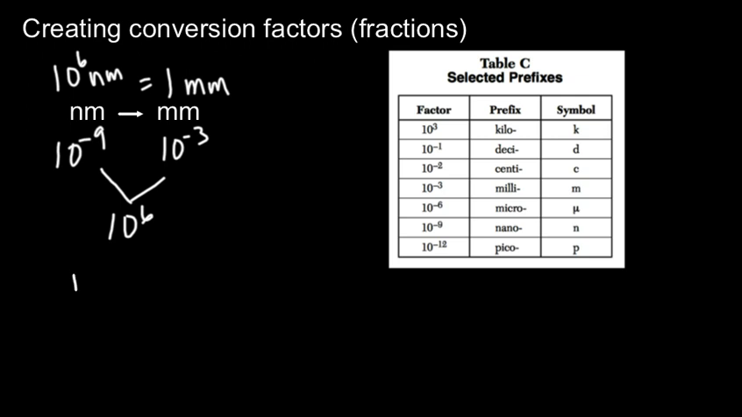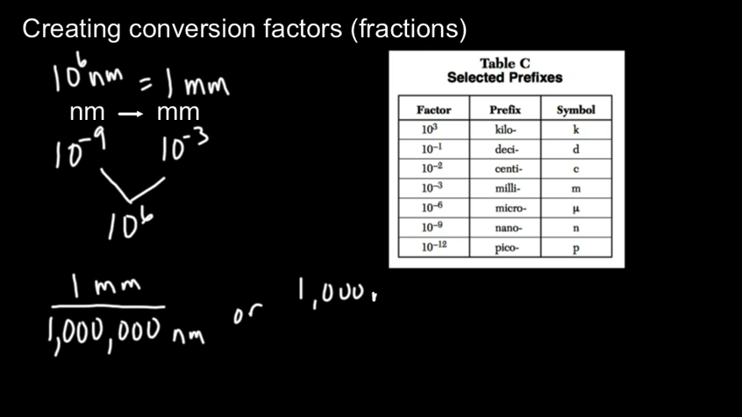Okay, so then your fractions can either be 1 millimeter over 1 million nanometers, or 1 million nanometers over 1 millimeter. Oh, how about a few more zeros there? Got a little ahead of myself.